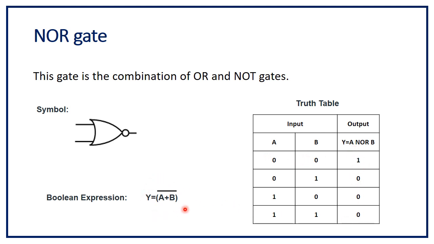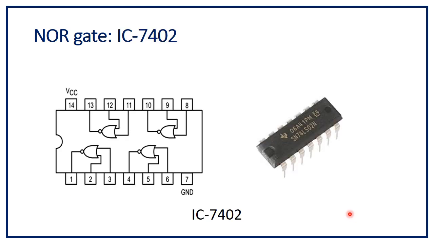So just keep this equation in mind. Y is equal to A plus B, its complement. So if both inputs are 1, 1 plus 1 is 1 and its complement is 0. So for 1 plus 1, its output will be 0. NOR gate IC. The IC number of the NOR gate is 7402.